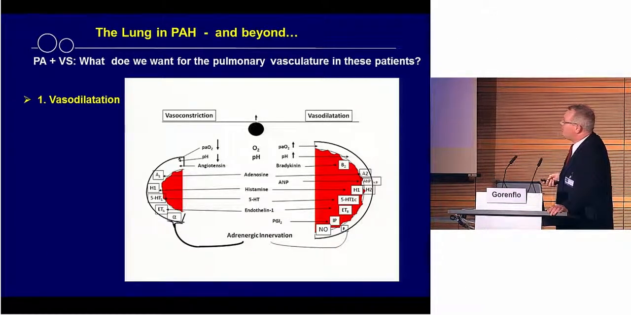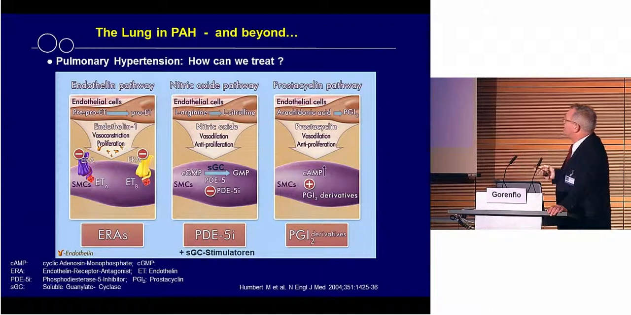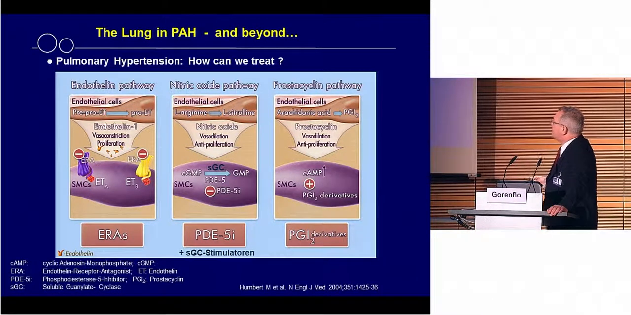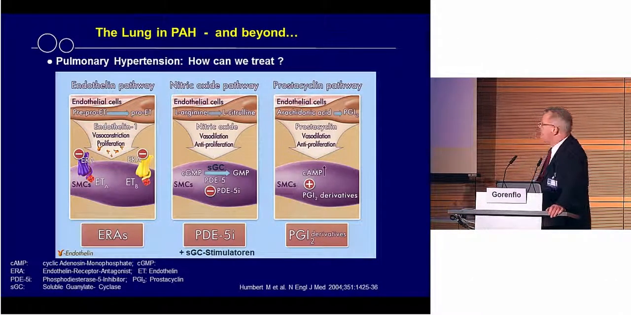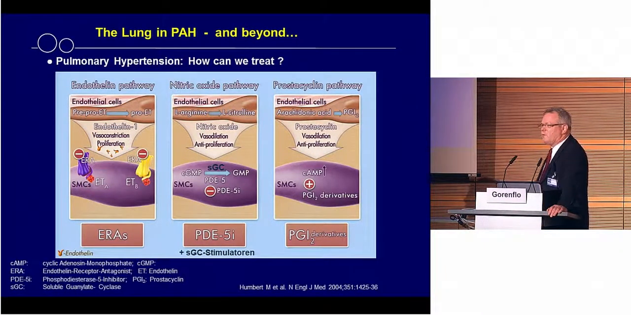That's only one part. We have substances that are able to address the endothelin pathway, the endothelin receptor antagonists. We have substances that address the nitric oxide pathway, even now a direct stimulation of soluble guanylate cyclase. And we have the substances that address the prostacyclin pathway. What are these substances worth in pulmonary atresia with VSD?